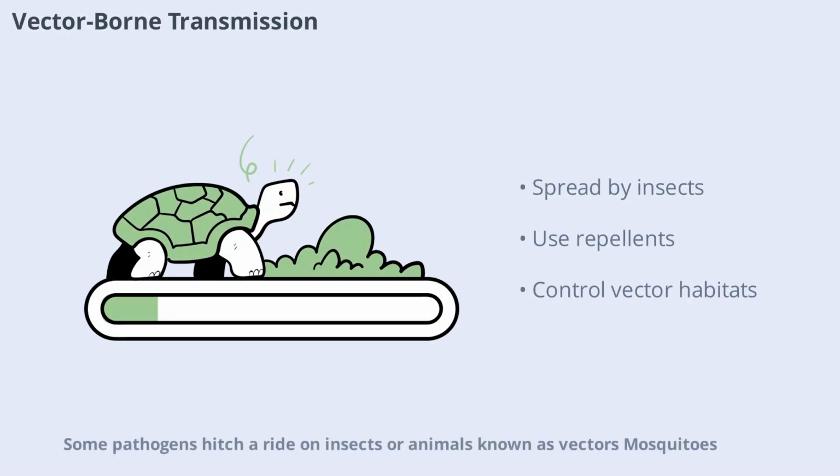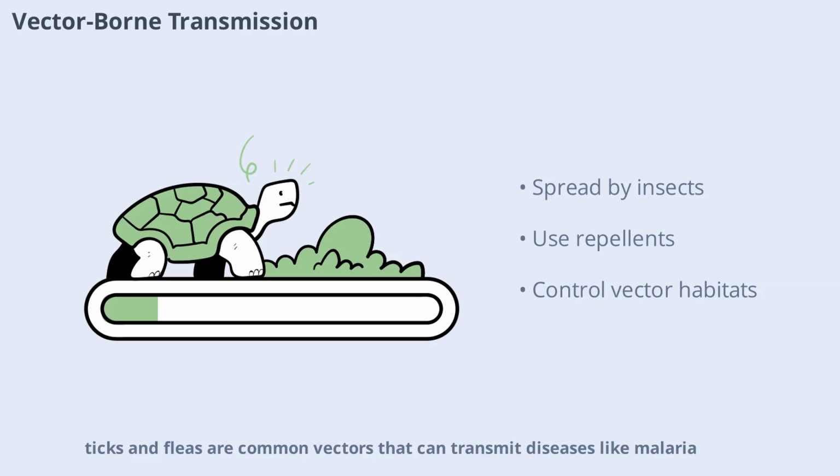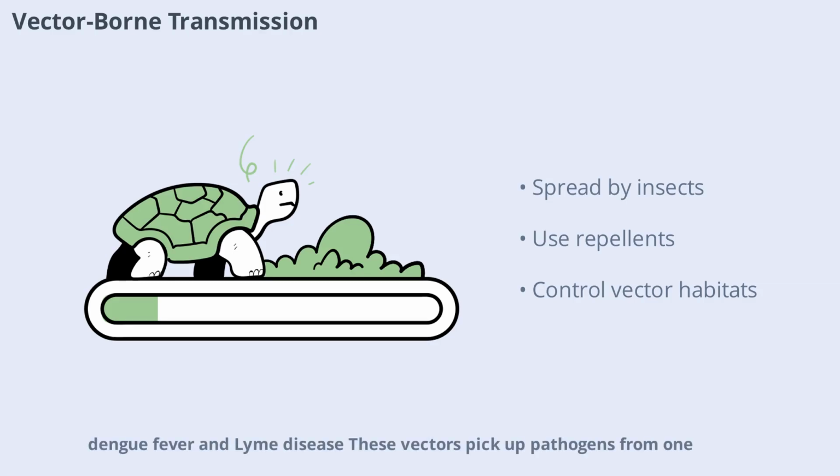Some pathogens hitch a ride on insects or animals, known as vectors. Mosquitoes, ticks, and fleas are common vectors that can transmit diseases like malaria, dengue fever, and Lyme disease. These vectors pick up pathogens from one host and transfer them to another through bites. Preventing vector-borne transmission involves using insect repellent, wearing protective clothing, and controlling vector populations in the environment.